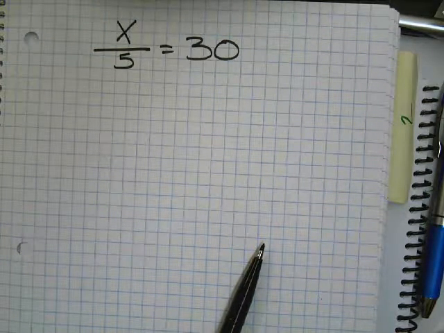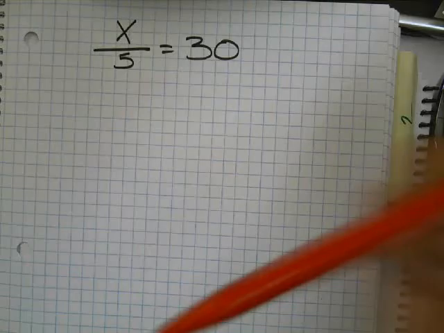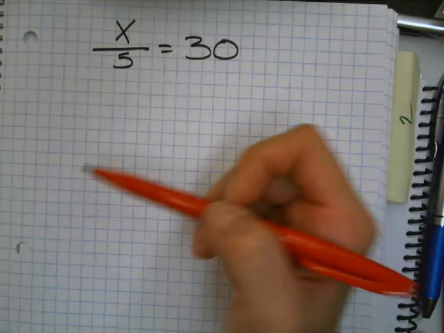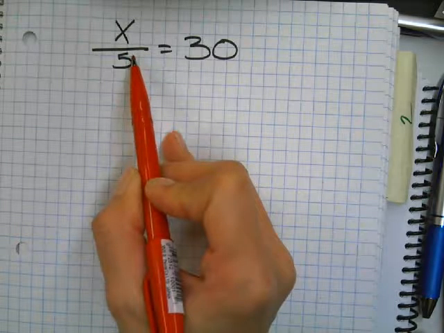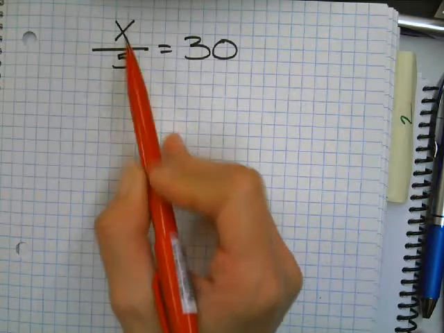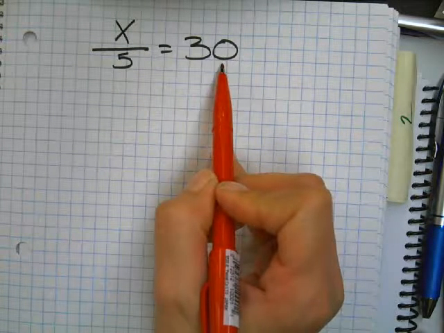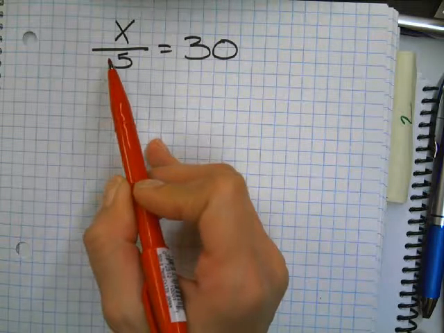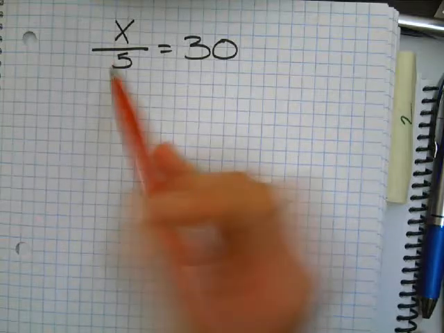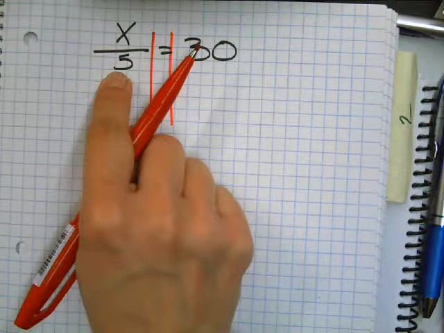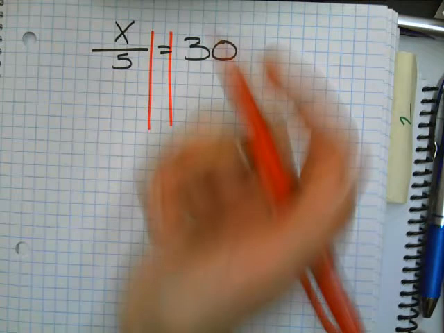How many of you think it's 6? Good. It's not. It's like a proportion. Good. X, what does this line mean? It means division, right? So x divided by 5 is equal to 30. So what's the opposite of division? Multiplication. So you're going to have to get rid of this 5, you're going to have to multiply by 5. That's how we show it.